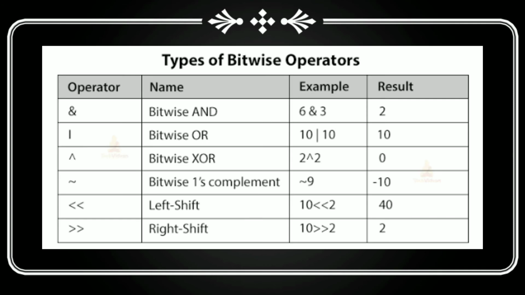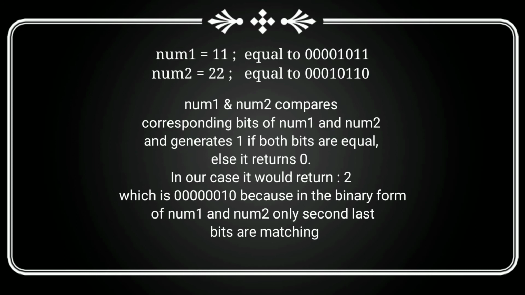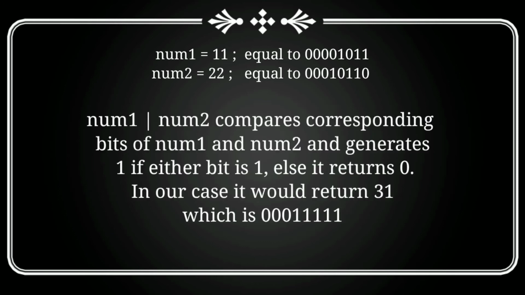Bitwise operators, they work on binary numbers. We have two numbers 11 and 22. They will be converted into binary form first. Now what will bitwise AND do? It will compare the corresponding digits of both numbers. If both the digits are equal, then 1 will be generated, otherwise 0 will be generated. In our example, after performing the calculation, we have got a number in binary form. Then computer will convert this number into decimal form and it will return that number to us.